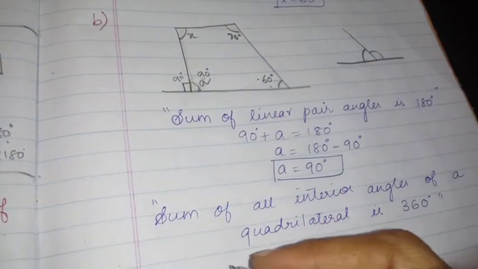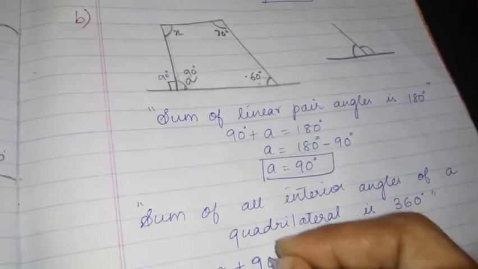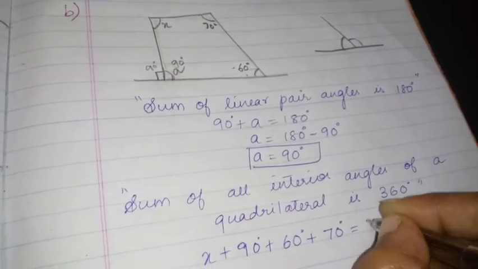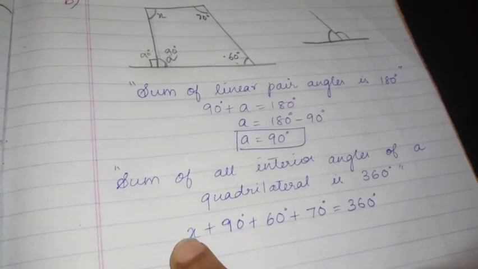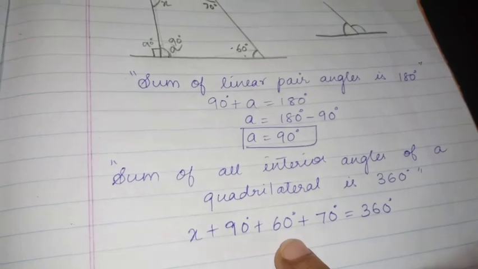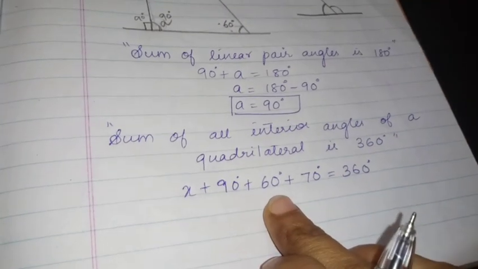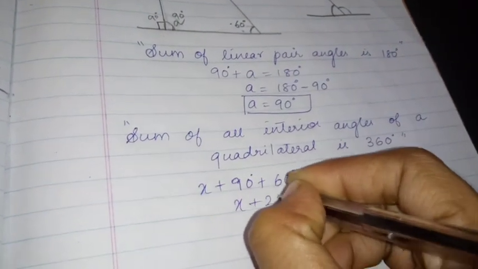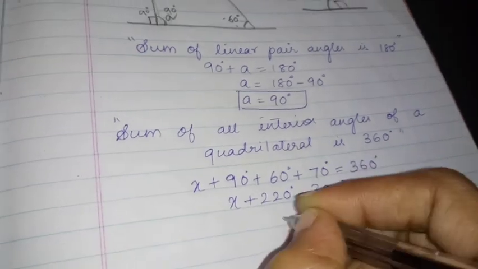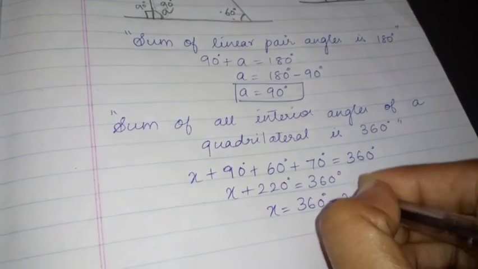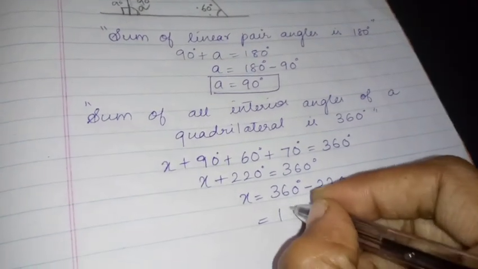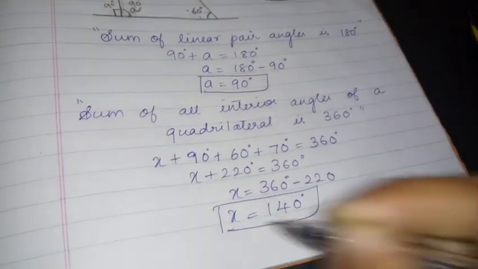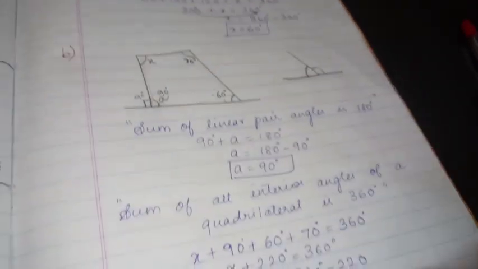So shall we add all the values? x plus 90 plus 60 plus 70 equal to 360. What do you want to find? x. So shall we add all those things? 90 plus 60, 150. 150 plus 70, 220. Now x plus 220 degree is equal to 360. x is equal to 360 minus 220 equal to 140 degree. x is equal to how much? 140 degree.